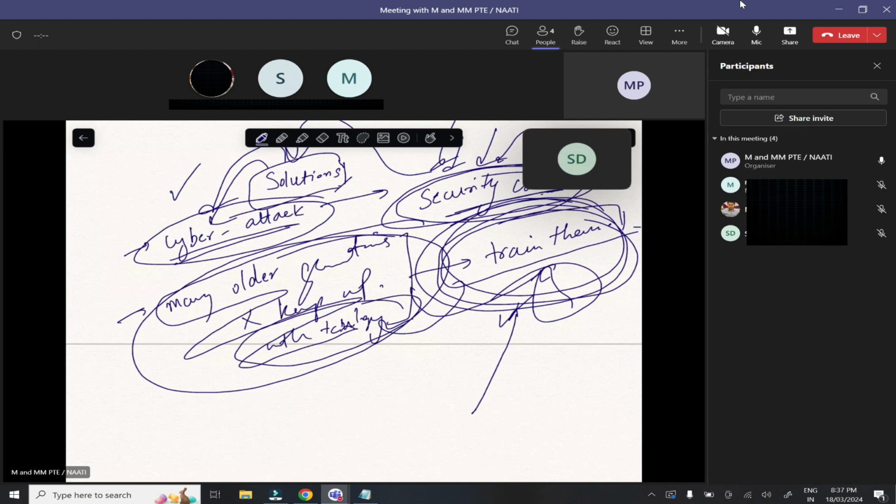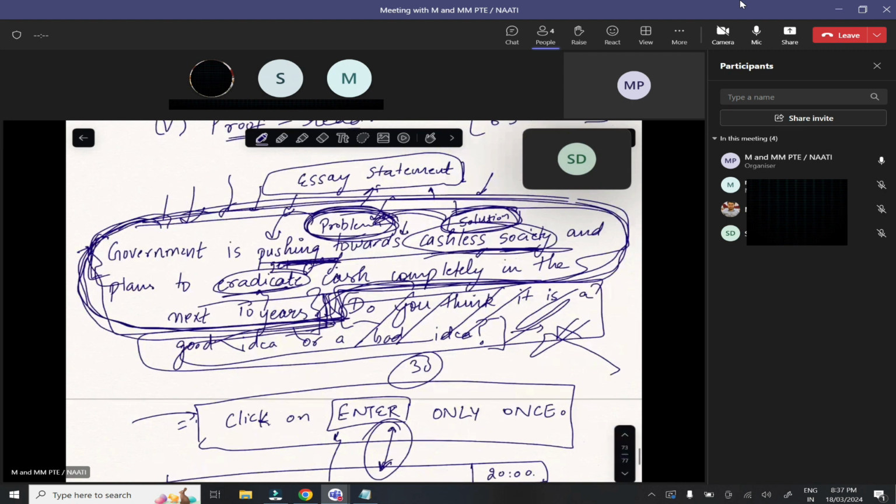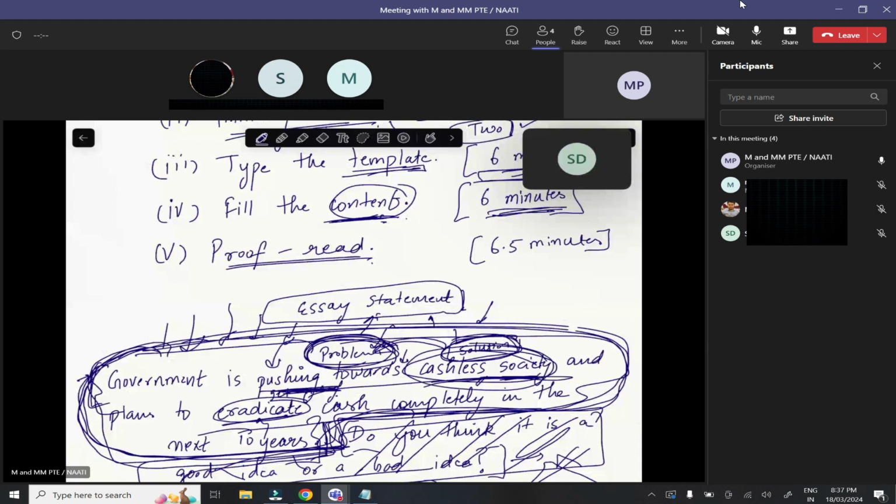In conclusion, cashless society has some good benefits as well. Or, in conclusion, cashless society can prove to be beneficial too. Or, in conclusion, cashless society is a good thing.